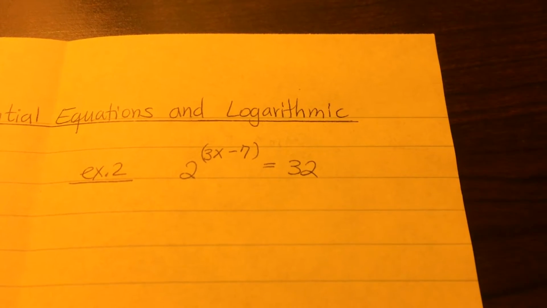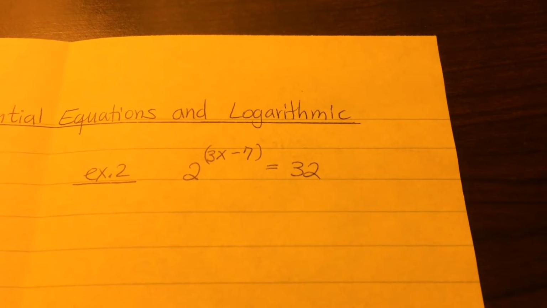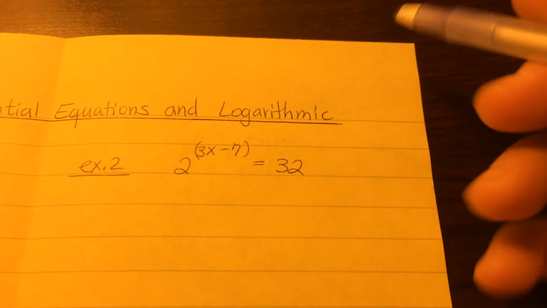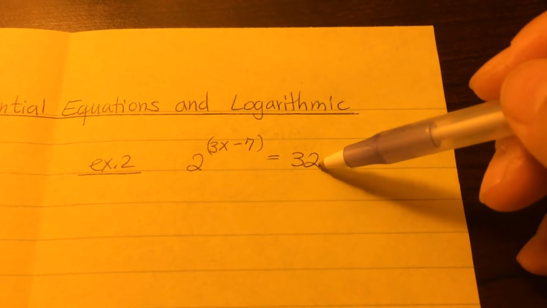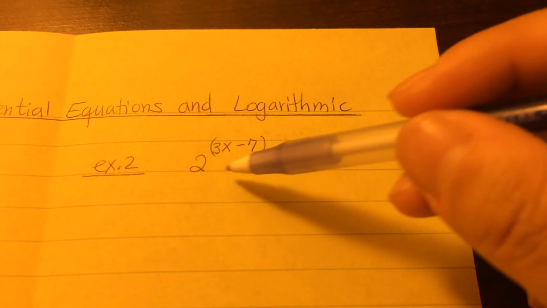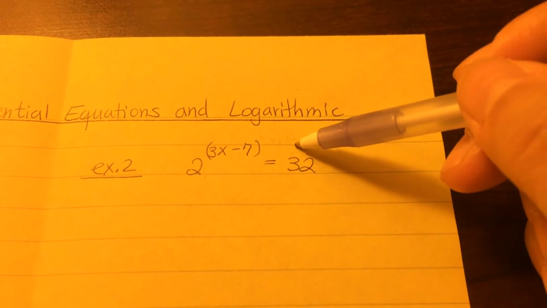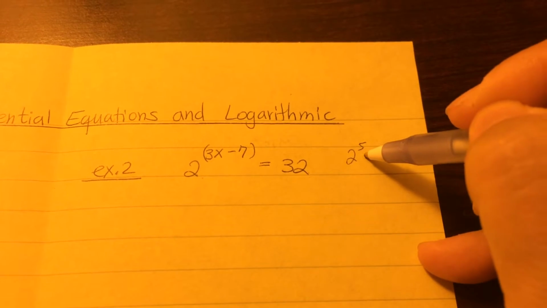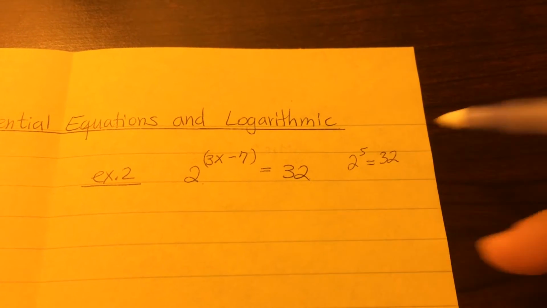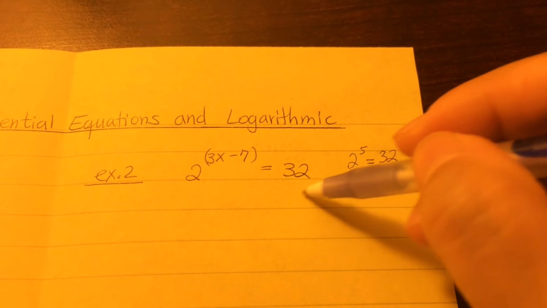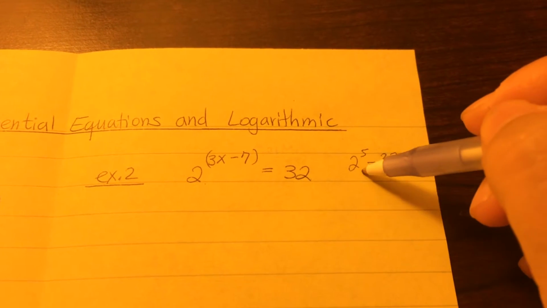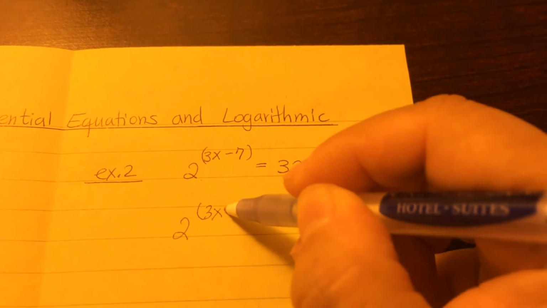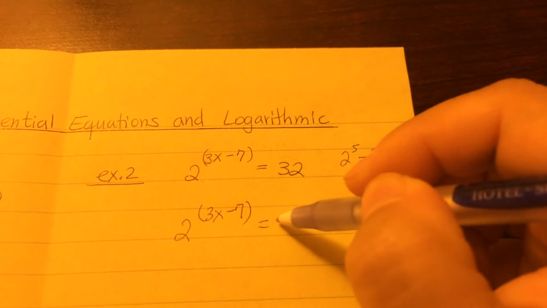So you could do log on both sides of that, but there are other ways you can do this kind of problem. If you can see that 32 can actually be changed to 2 to the something, right? So I believe it's 2 to the 5th, right? 2 to the 5th gives us 32. If that's true, then I can substitute this as 2 to the 5th instead. So then I would have 2 to the 3x minus 7, and then I would have 2 to the 5th.